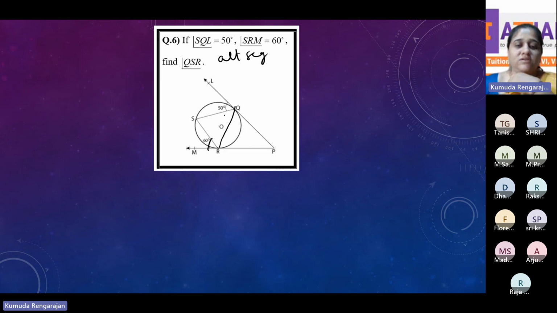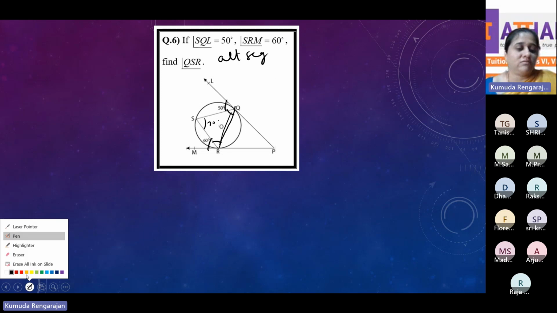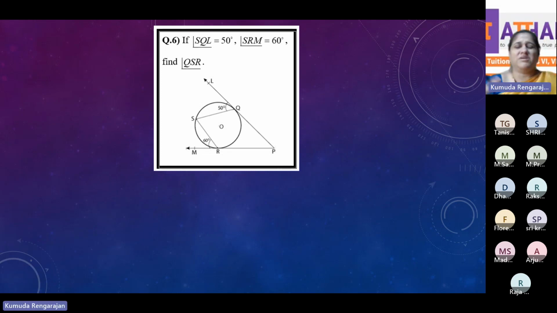So 60, 60, 50, so 50. So directly 60, 50, 110. So this is 70 degrees. Finished. Next sum. Otherwise, we'll have to join, and it's time consuming. Everything is easy to understand. When we say difficult, it takes more time.